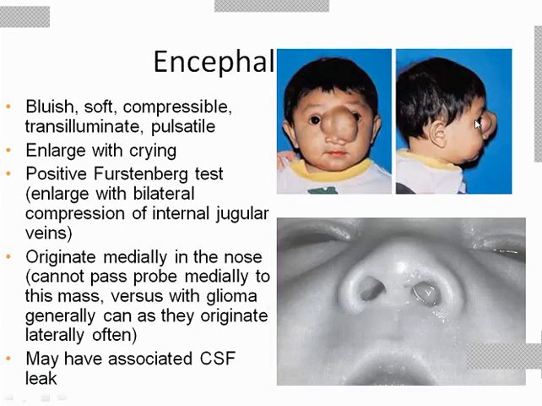So what are the various encephaloceles? Usually they are bluish, soft, compressible, transilluminating, and pulsatile. Whenever the child cries, they enlarge, and they are pulsatile, because of the vascularity of the meninges. And then there is a positive Furstenberg test.